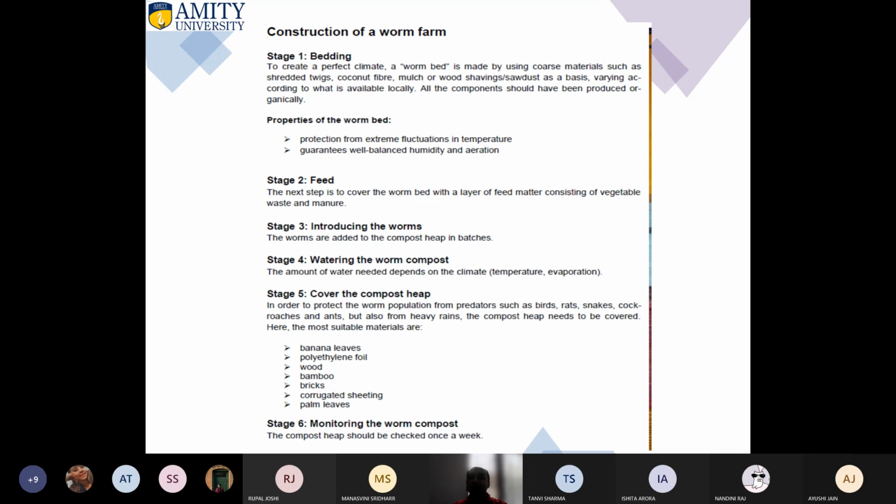So feed is actually very important. So it's always good if you are mixing these with animal waste, animal excreta and vegetable waste. That will always help the worms to grow in a much better environment. Then introducing the worms. Worms culture की form में मिलते हैं.